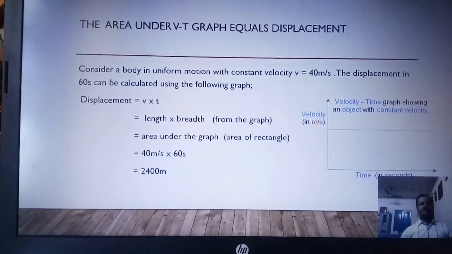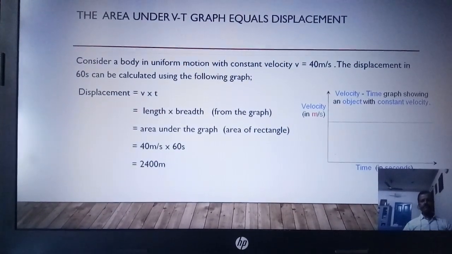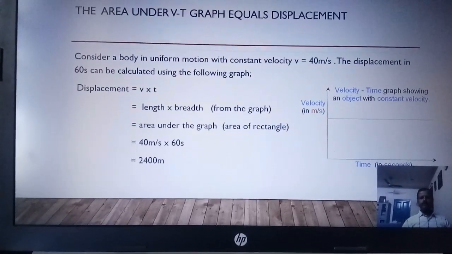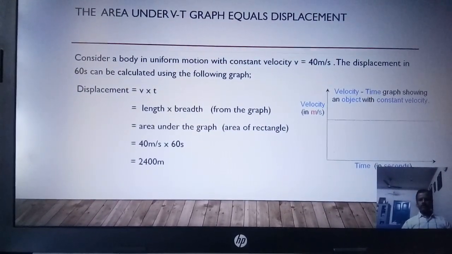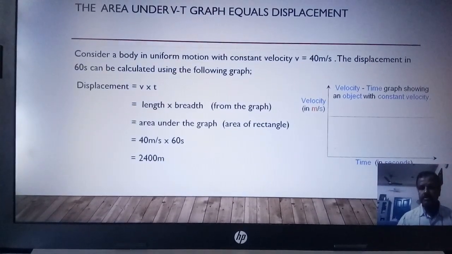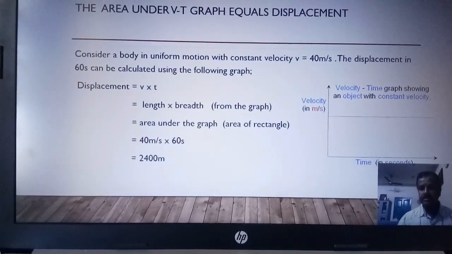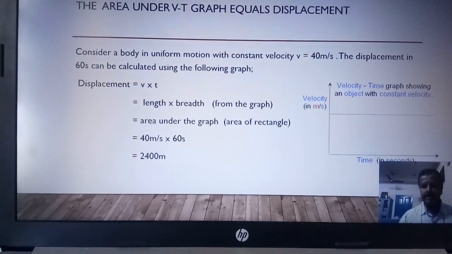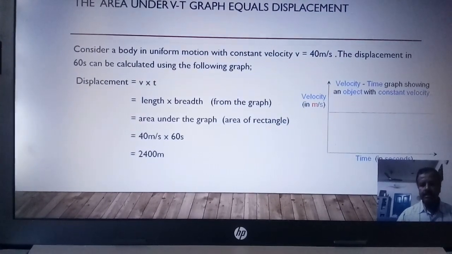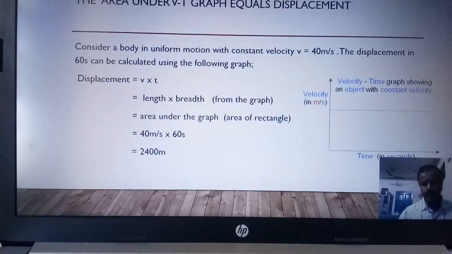Now the next concept is area under velocity time graph. Let us consider an object moving with constant velocity. For an object moving with constant velocity, the graph is going to be a straight line. Look at the graph: it is a straight line parallel to the time axis. Let us say the velocity of that moving object is 40 meter per second.